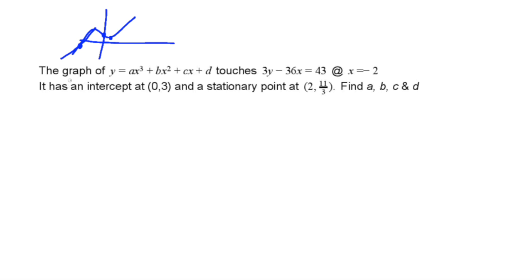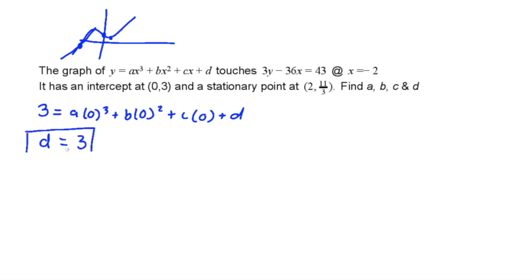The first piece of information says it has an intercept at (0, 3). That means when my y value is 3, my x value is 0. So let's see what that gives us. Subbing a y value of 3 into the original equation gives me 3 equals a times 0 cubed plus b times 0 squared plus c times 0 plus d. All those zeros cancel out, and we get our first answer, d equals 3, which is handy. We can put that to one side for now and use it in what we do next.